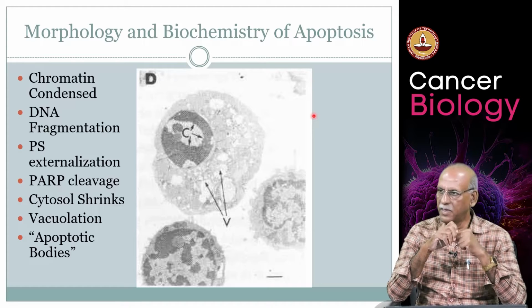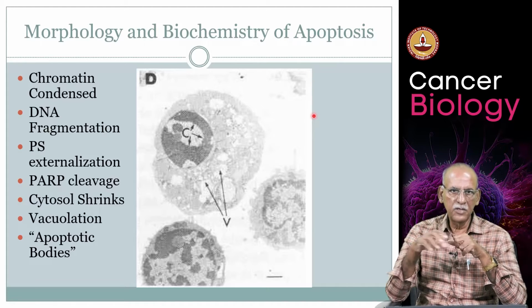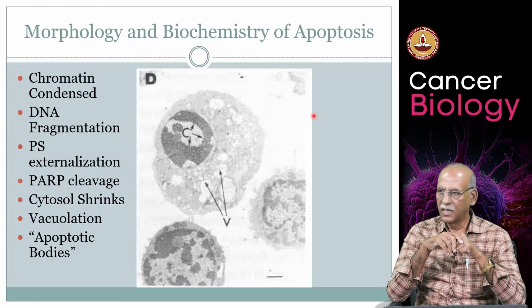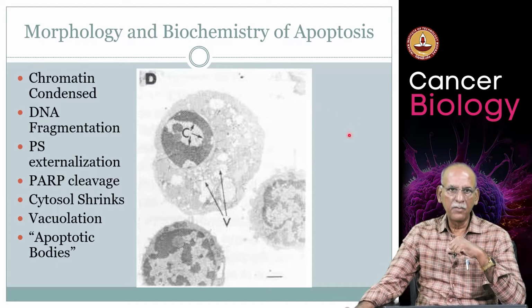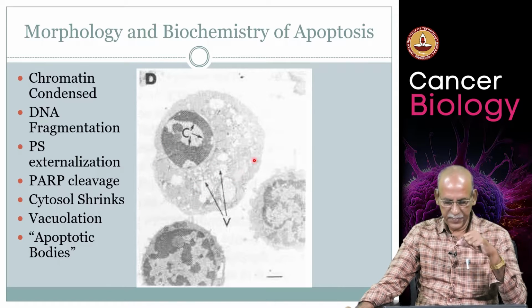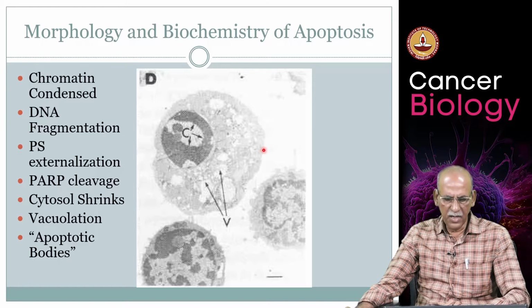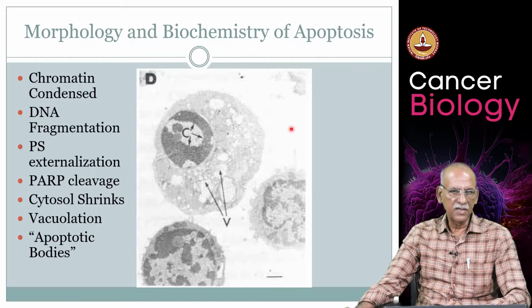Cytosol shrinks and there are vacuoles. You see so many vacuoles in the apoptotic cell, and you also see apoptotic bodies. The vacuoles are shown here. So, you start seeing many vacuoles. That is one of the symptoms when you look at the cells through the microscope. Mainly you look for so-called apoptotic bodies. That is what we have to do as the first test, whether the cells are dying.